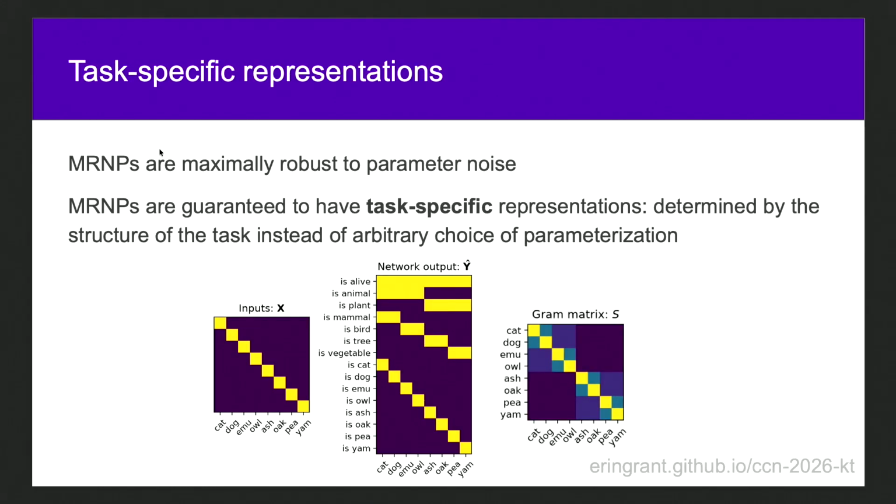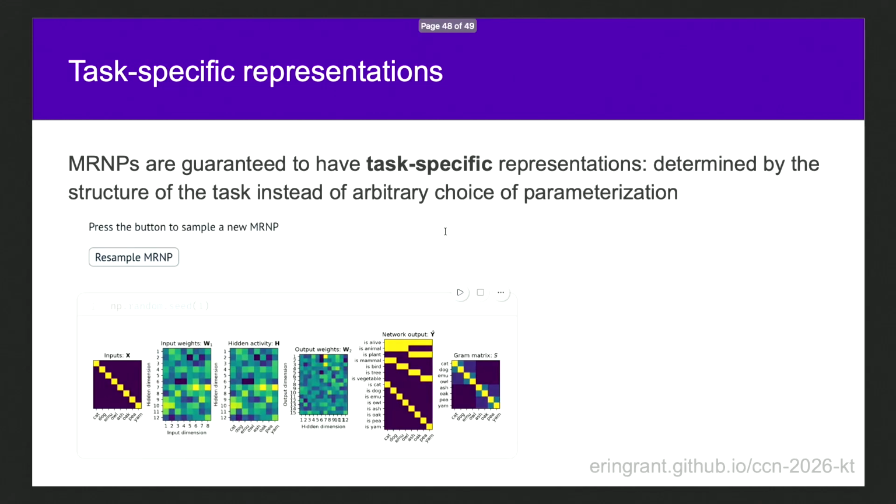Okay, and there are two further tweaks. Those parameterizations also turn out to be most robust to parameter noise, and they're guaranteed to have task-specific representations. So in the case of our semantic hierarchy task, we get this beautiful block structure that is determined by the structure of the task instead of an arbitrary choice of parameterization.